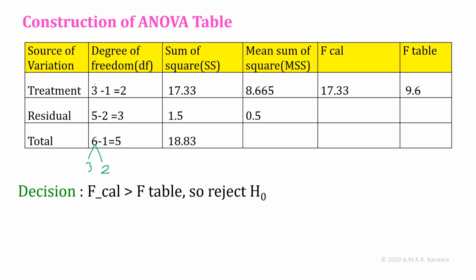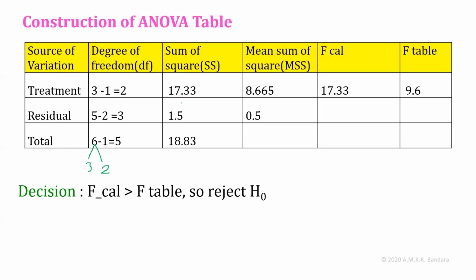Then here we had 3 treatments, so T equal to 3 minus 1 equal to 2. So the treatment degree of freedom is equal to 2. The residual can be found by deducting all other degrees of freedom from the total degree of freedom. The total degree of freedom is 5. The sum of all other degrees of freedom is 2 because we have only the treatment source. So 5 minus 2 is 3.